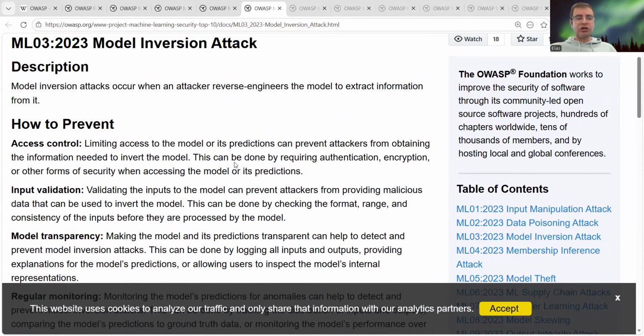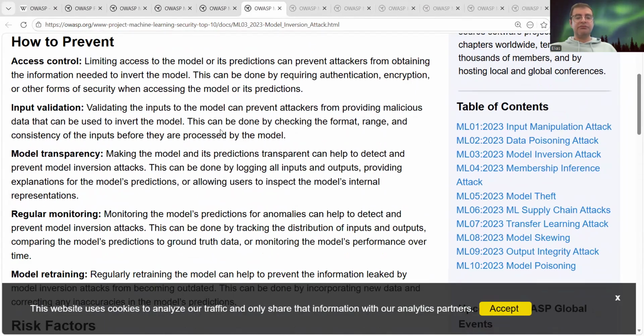So again, there are ways to stop this. For example, access control. Who has access to the model or its prediction? Because you want to make sure that people cannot extract the information that you use during training. And input validation. For example, if a user asks the model what is the secret or what is the name of the person that was used during the training, you should validate it, and the model should actually stop it by the system prompt that the developer is using during the training.